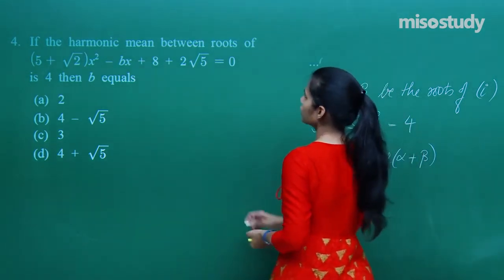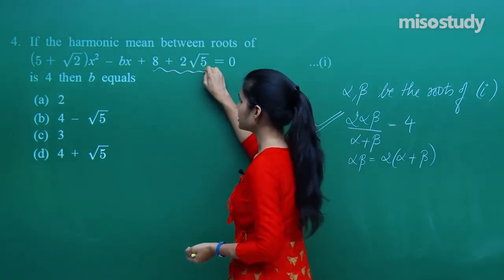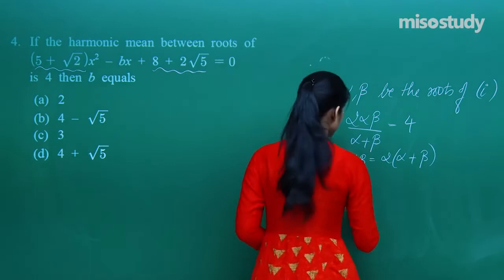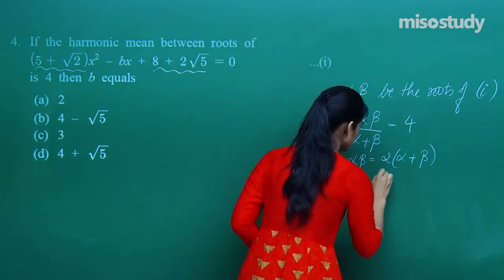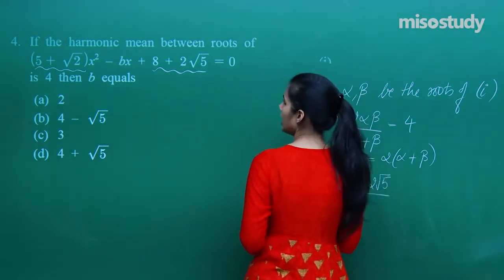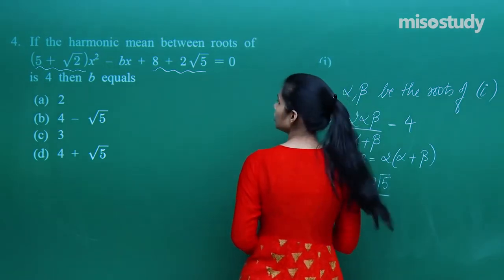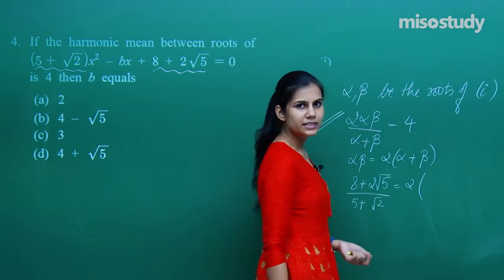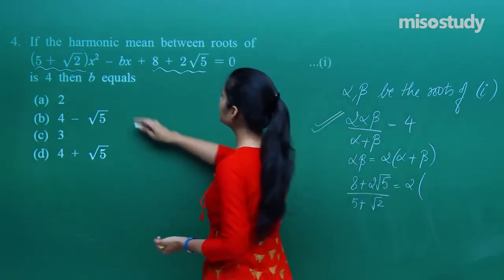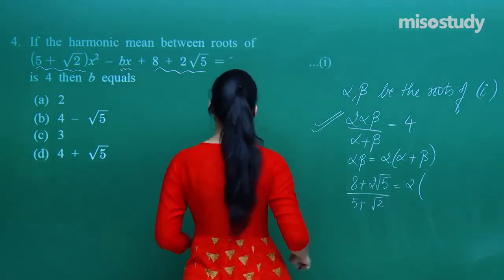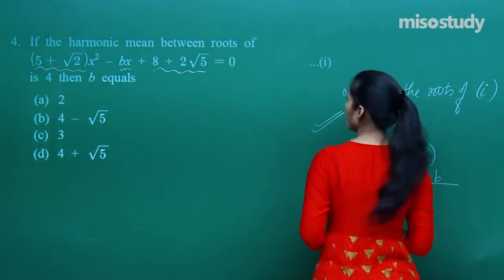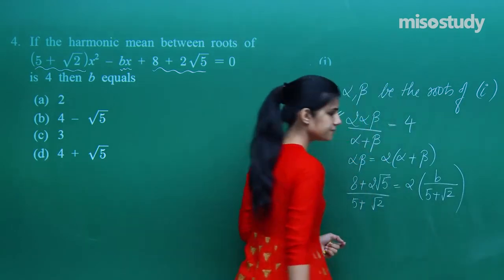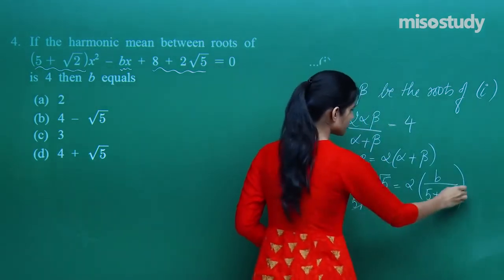Alpha into beta is the product of the roots, which is the constant term upon the coefficient of x square. So it is (8 plus 2 root 5) upon (5 plus root 2). This is twice alpha plus beta, which is the sum of the roots, which is the negative of the coefficient of x, that means b, upon the coefficient of x squared, which is 5 plus root 2. So very easily this has got cancelled.